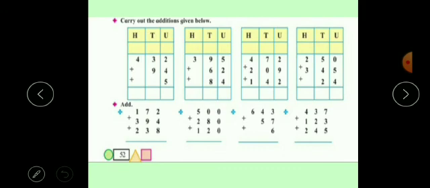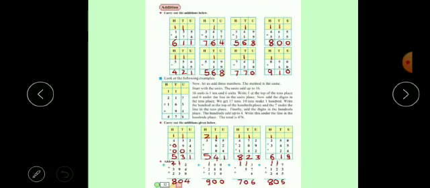Okay children, so you have to solve all these examples, all these sums in the maths textbook page number 52. You have to solve these sums in the maths textbook itself, okay, and after solving see the answers from here.